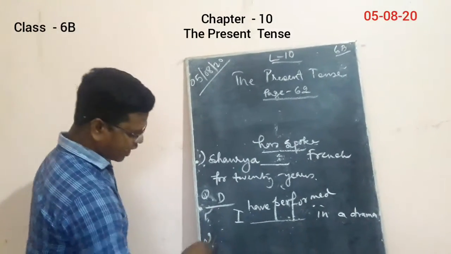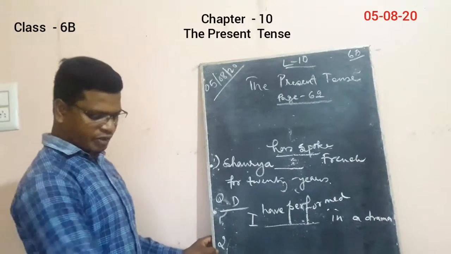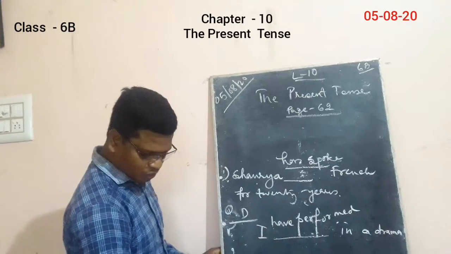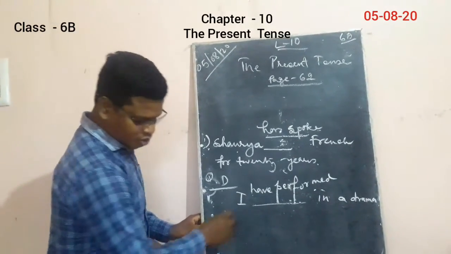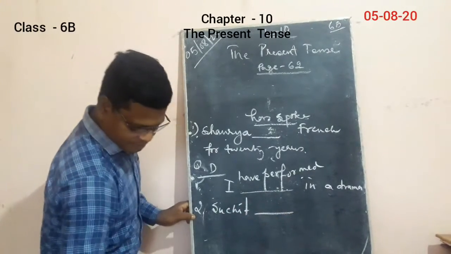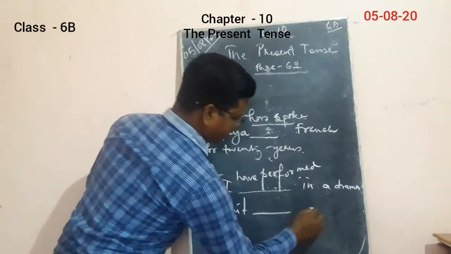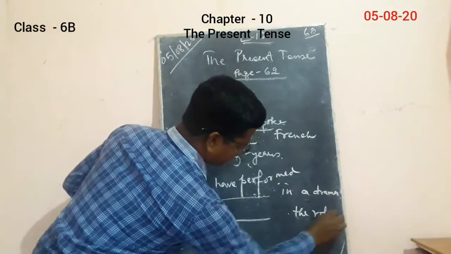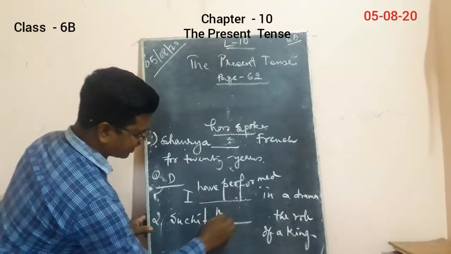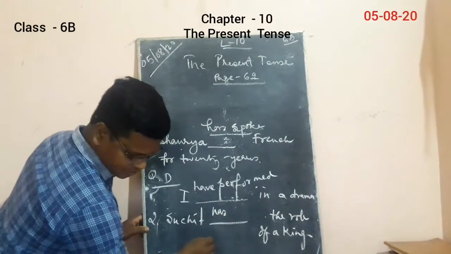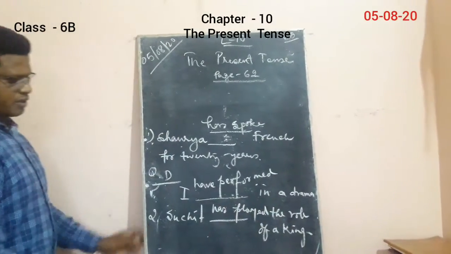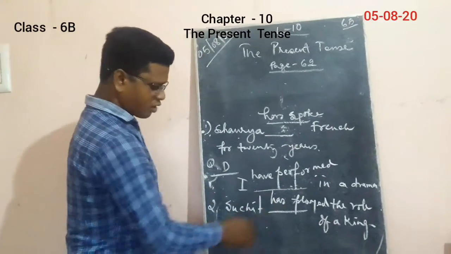Let us write the next one. For every sentence, we need to number every sentence, just like this. Number 2, what is written there? Suchit does the role of a king. So here Suchit has played the role of a king. So this is how you ought to do it.